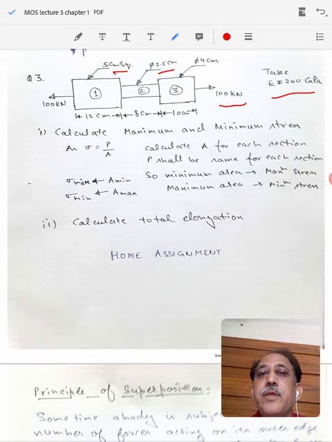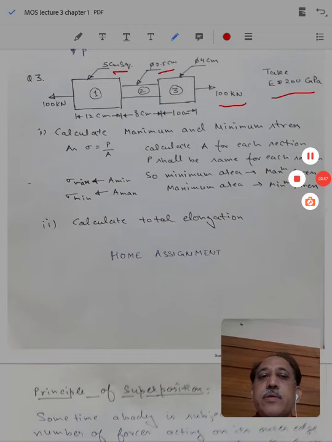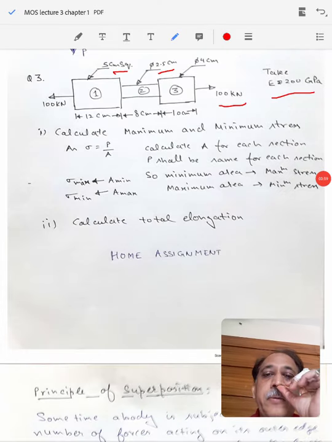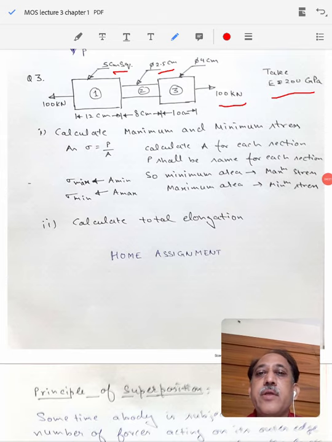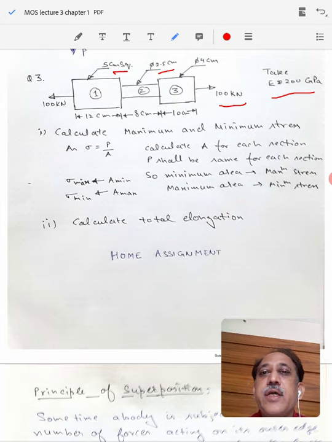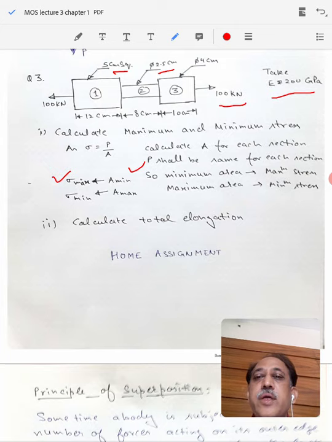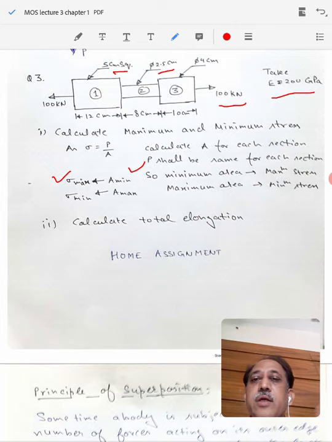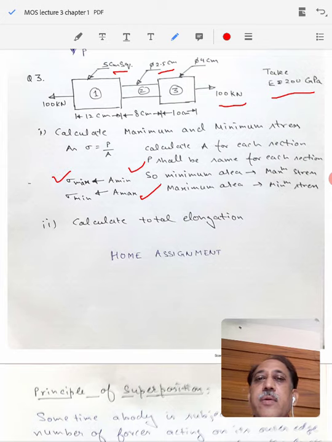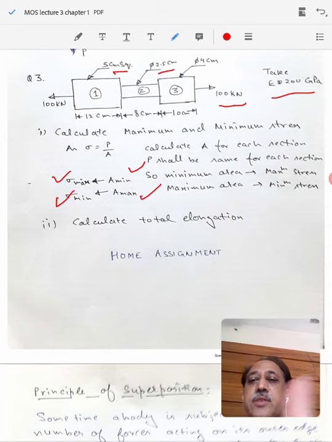As we know that stress is given by load divided by area. So load being the same for all these three sections, it is the area which is changing continuously. The section where the area is minimum will provide you the maximum stress, because the stress is inversely proportional to the area, and the section where you get the maximum area will provide you the minimum stress.